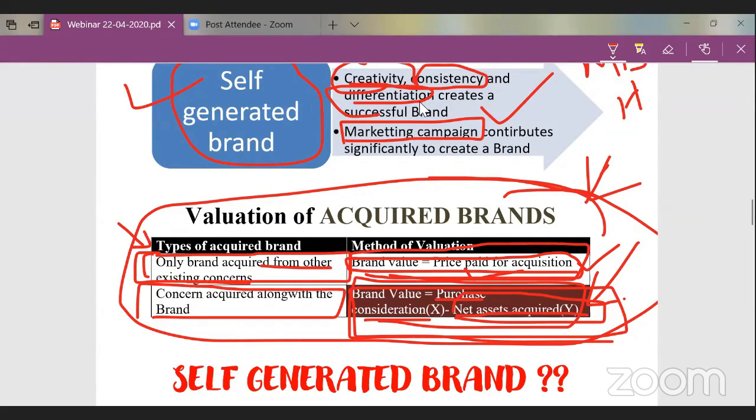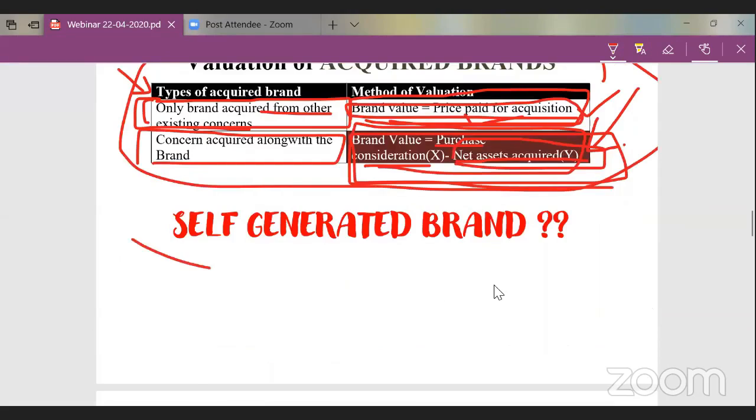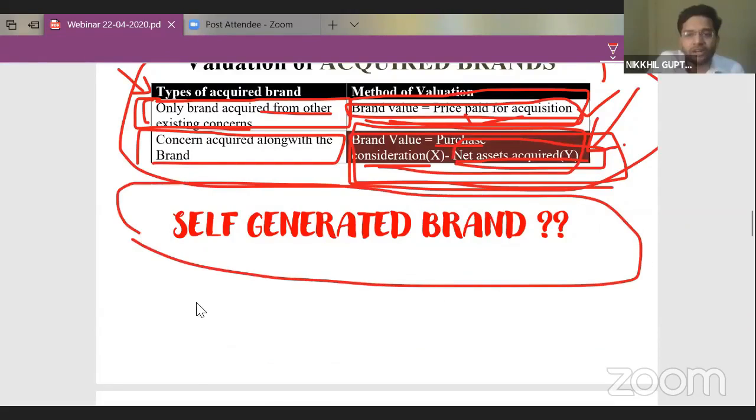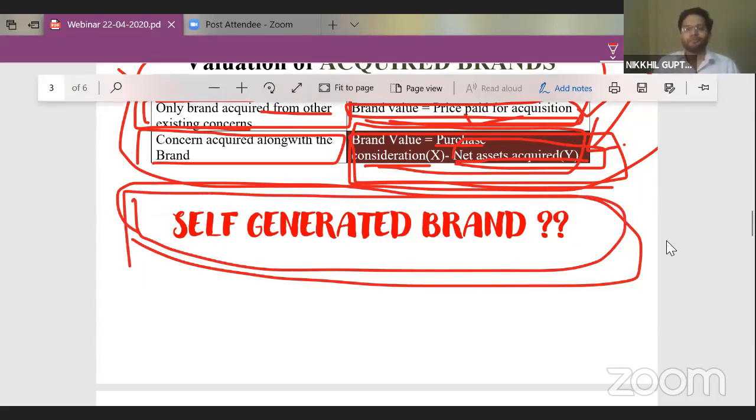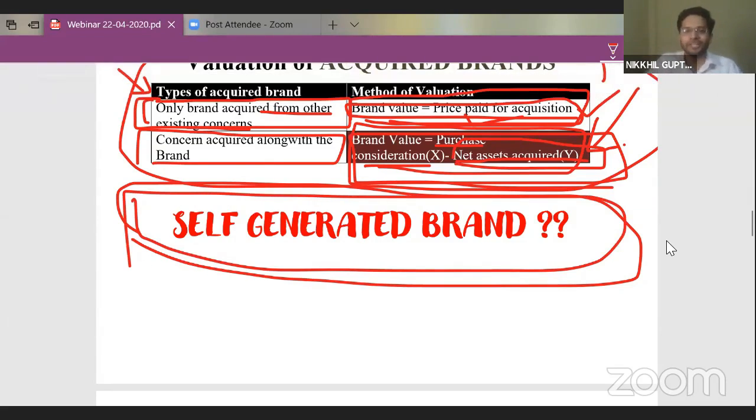Now, my big question to all of you will be, what happens to self-generated brand in the accountants' world? I want you to answer in the chat box. What happens to the self-generated brand in the accountants' world? What do accountants do in their real world with respect to the self-generated brand? What do they do?